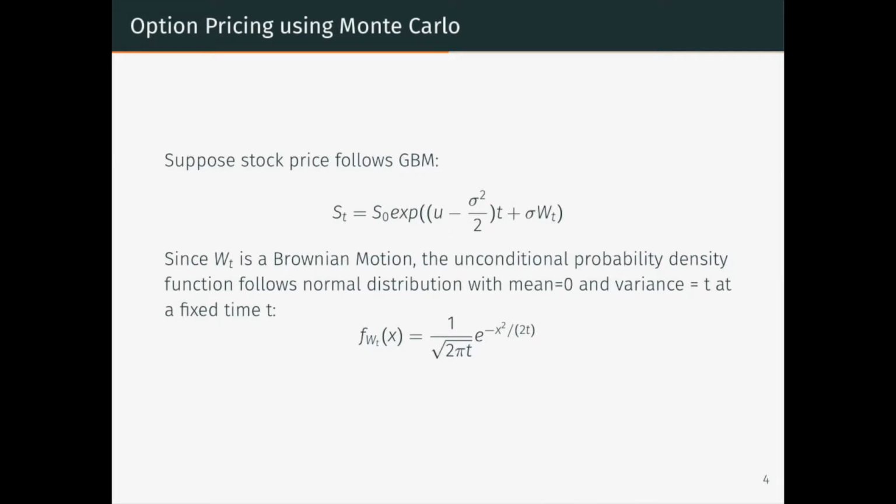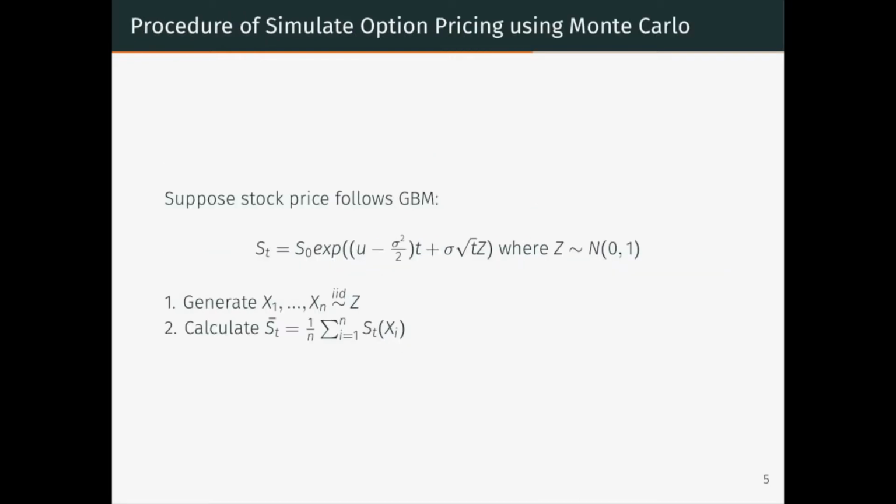We noticed that Wt is a Brownian motion. Thus, the unconditional probability density function of Wt follows a normal distribution with mean equal to 0 and variance equal to t. Thus, we can rewrite the Wt term as square root of t times z, where z follows the standard normal distribution. Then we can begin to model the stock price by using Monte Carlo method.